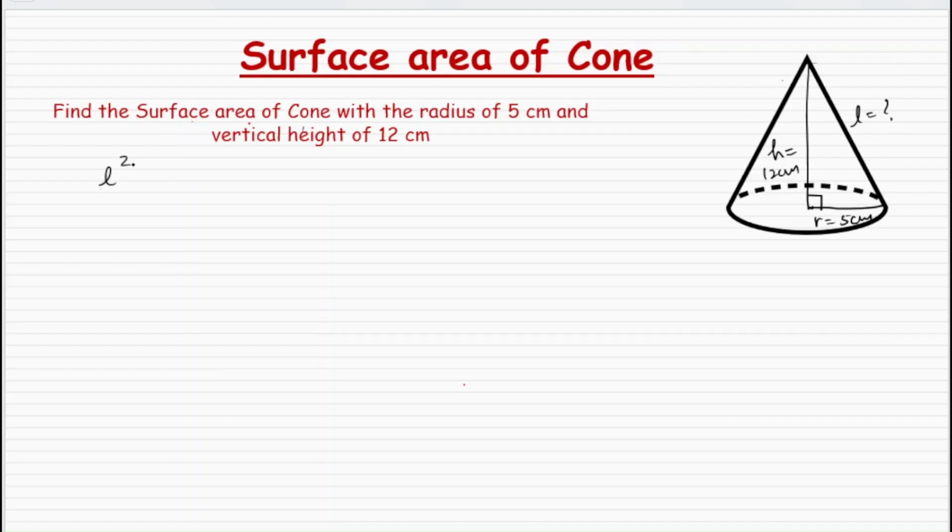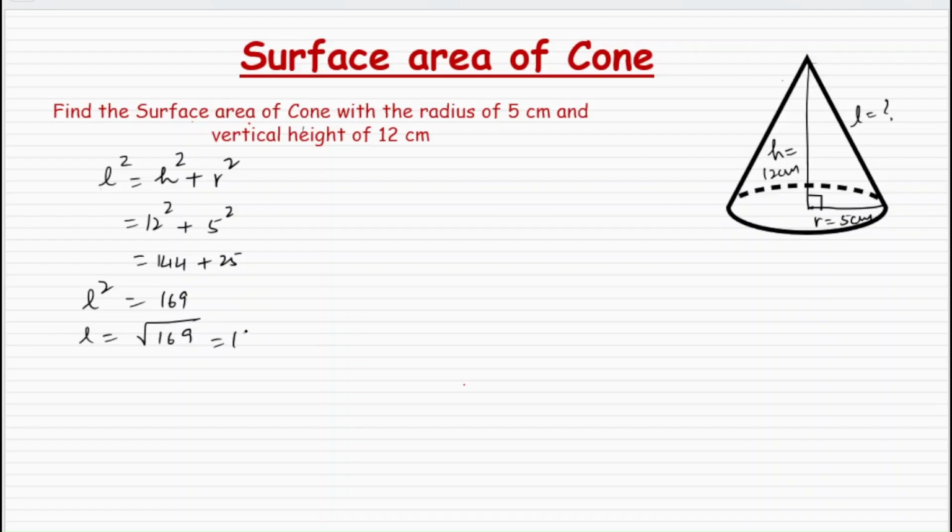So slant height L square will be equal to h square plus r square by Pythagorean theorem. Height is given as 12, so 12 square, r is given as 5, so 5 square. 12 square is 144, 5 square is 25. It comes out to be 169. L square is 169, so L will be equal to square root of 169. So 13 centimeter is the length of slant height.